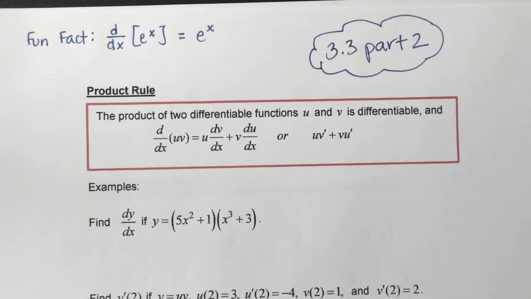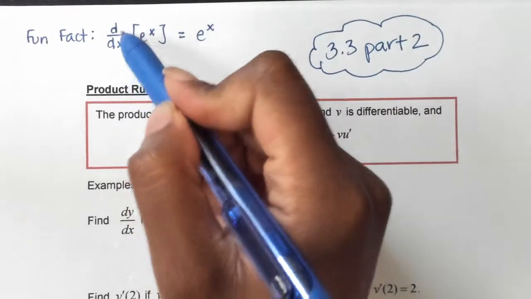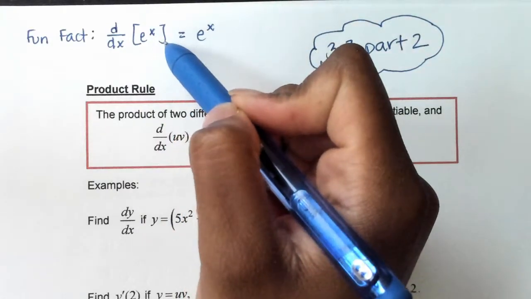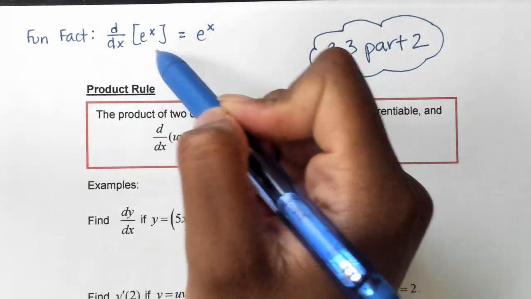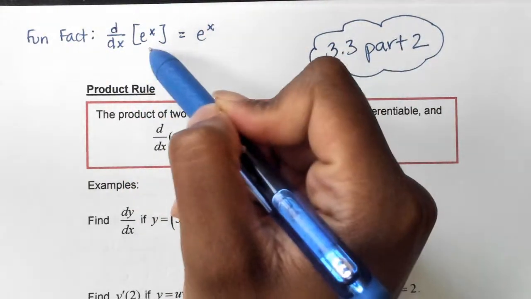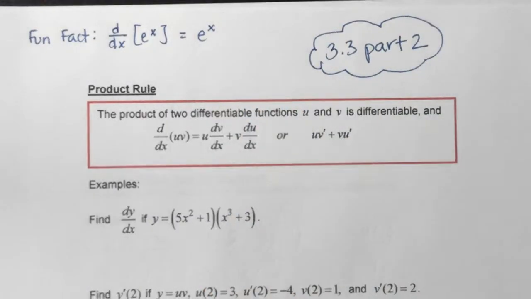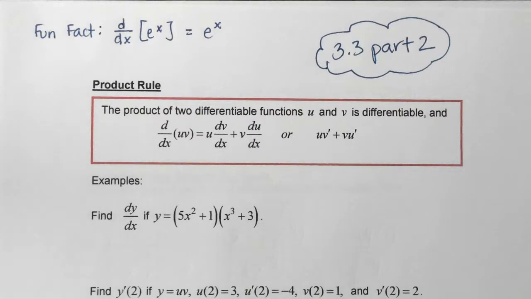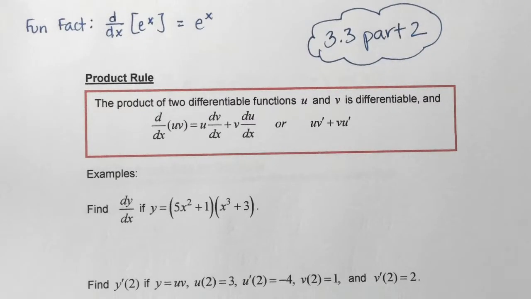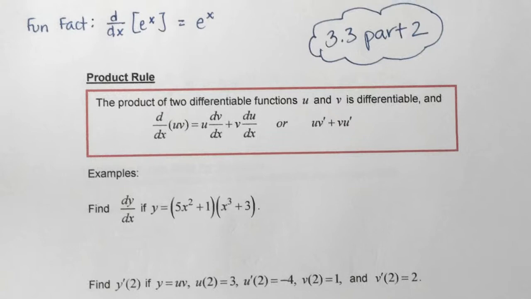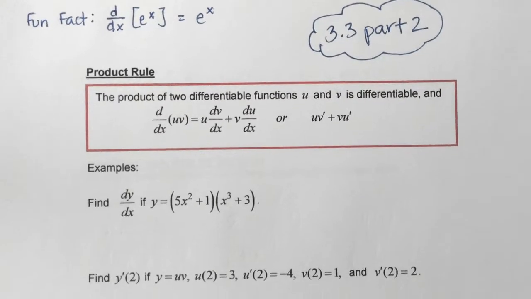We're going to start off with a fun fact. The derivative of e to the x is e to the x. So this is one of those derivatives where the function and its derivative are the exact same thing. If you want to check it to make sure that I'm not lying to you, feel free to plug in e to the x into your calculator, and then for y2 plug in the derivative, and you will see that their graphs are the exact same thing.